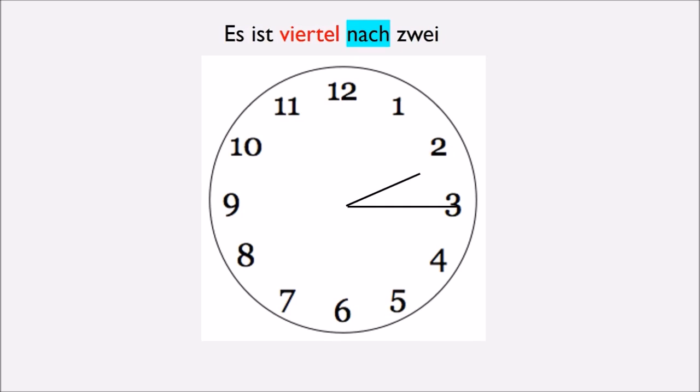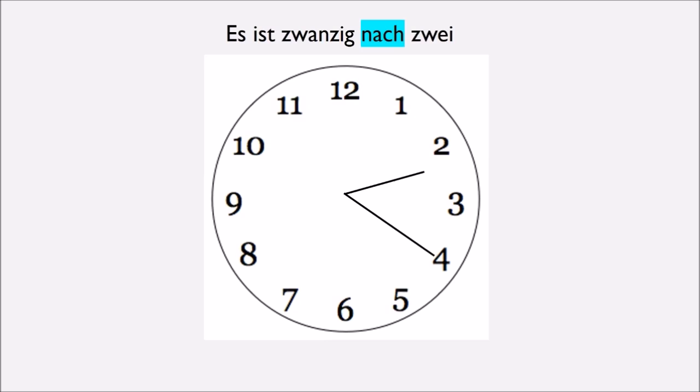A quarter is viertel. You can see the word vier in there. A fourth, so a quarter is viertel, so therefore es ist viertel nach 2, quarter past 2. And 20 past 2, es ist 20 nach 2. So straightforward, 5 nach 2, 10 nach 2, viertel nach 2, 20 nach 2. Or of course any of the other hours.